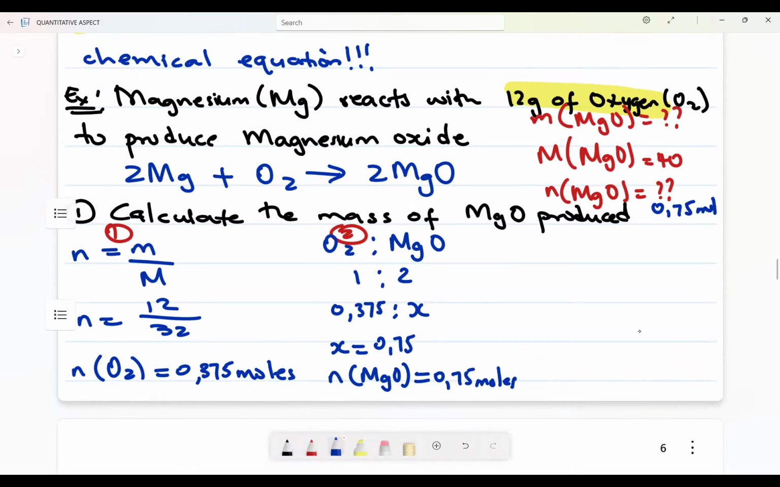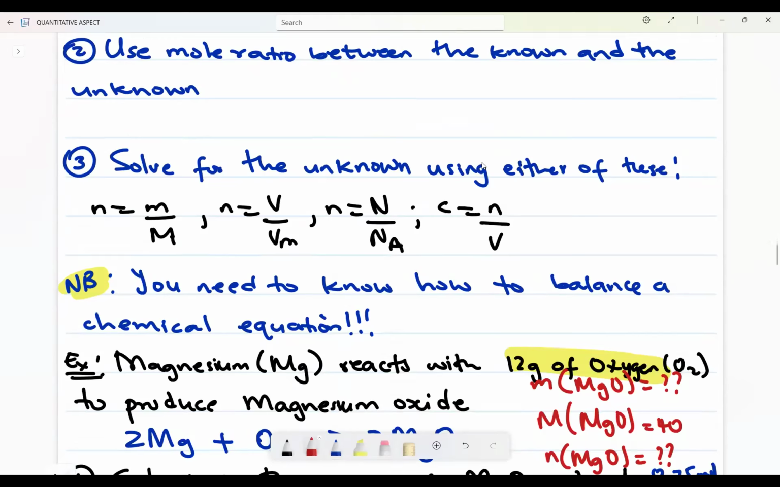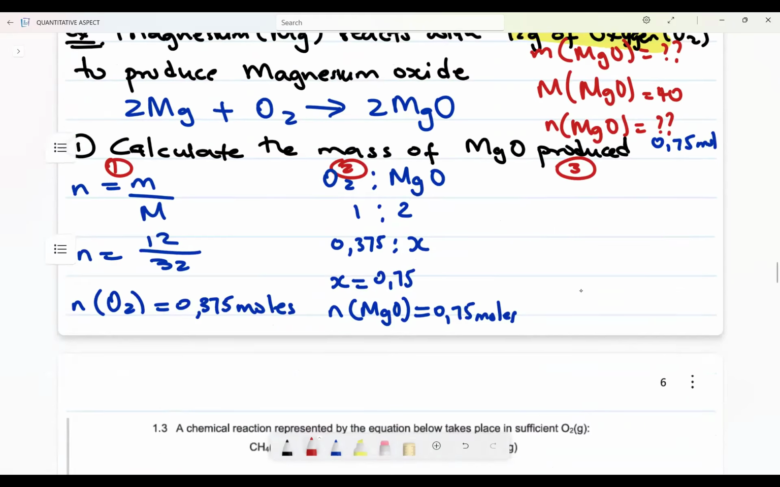I can now use this information to calculate whatever information that they want. What is it that they want? They want my mass. So on number 3, it says now, solve for the unknown using either of these. How can I solve for the unknown now? Number of moles is equal to mass divided by molar mass. What is the number of moles of MgO? I just found it to be 0.75 using my mole ratio.